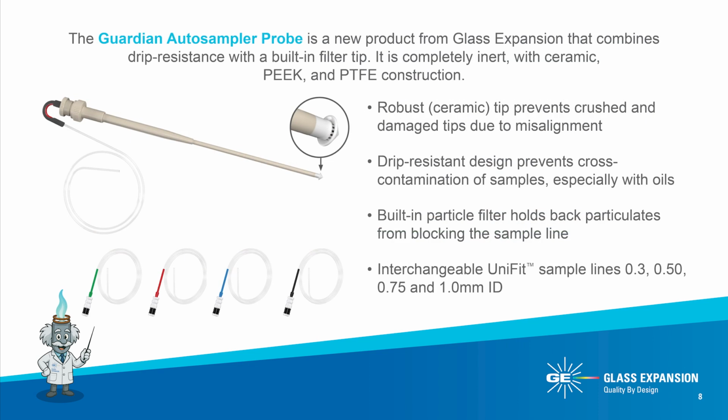We're also thrilled about the newest member of the Guardian family, the Guardian Autosampler Probe, a significant upgrade from standard PTFE encapsulated carbon fiber probes. With options to fit all standard autosampler models, it features a durable ceramic tip that resists damage from misalignment, a drip-resistant design to prevent cross-contamination, and a built-in particle filter to keep your sample line clear.